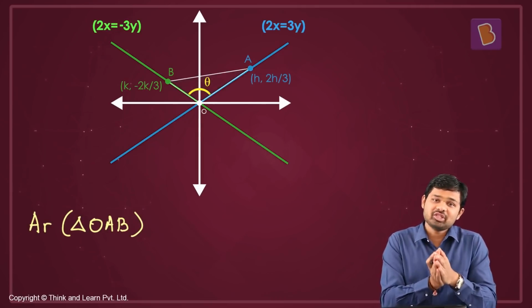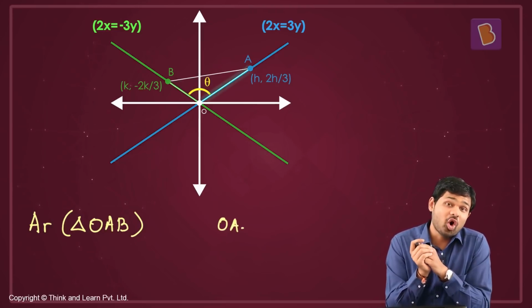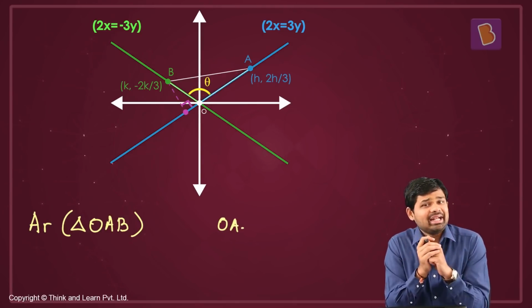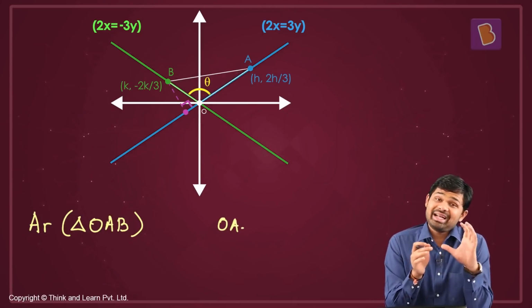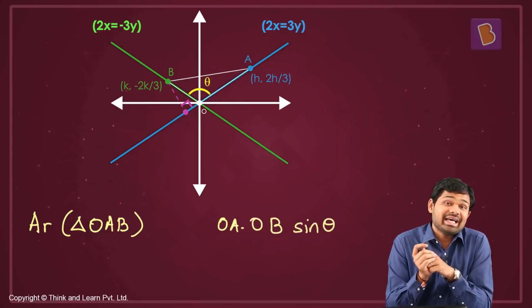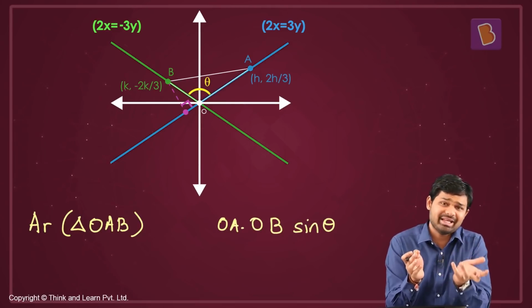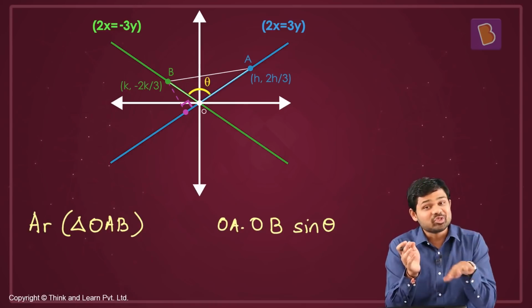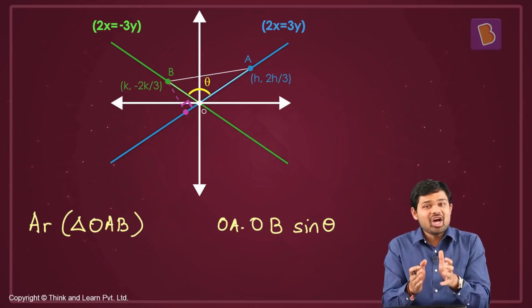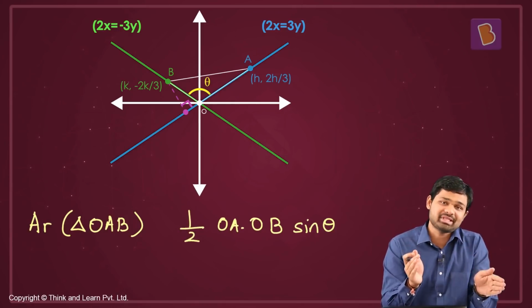Now, the area of the triangle is going to be OA times the length of the altitude dropped from B onto OA, correct? Now, what is that length going to be equal to? That length of the altitude is going to be equal to OB times sine theta. If theta is an obtuse angle, then sine of pi minus theta is also sine theta. So in every way, it is going to be OB times sine theta. So that area of the triangle is 1/2 OA times OB times sine theta.